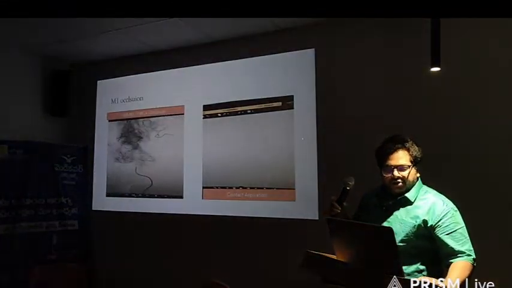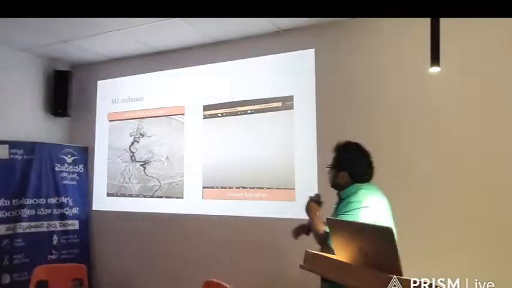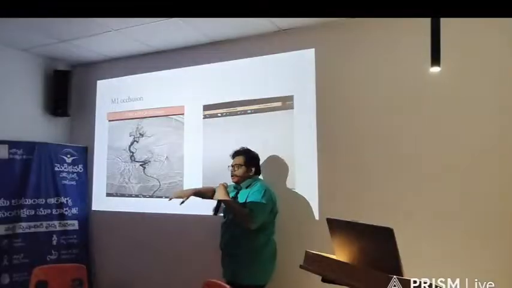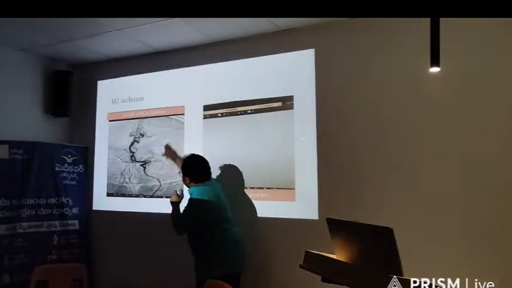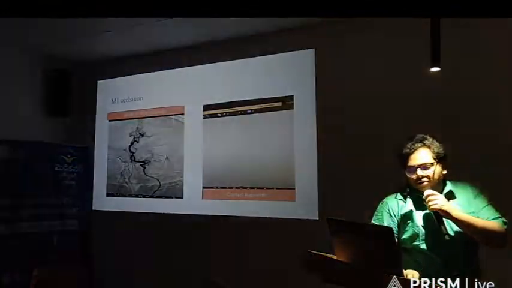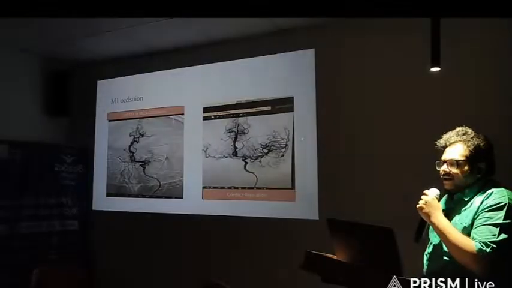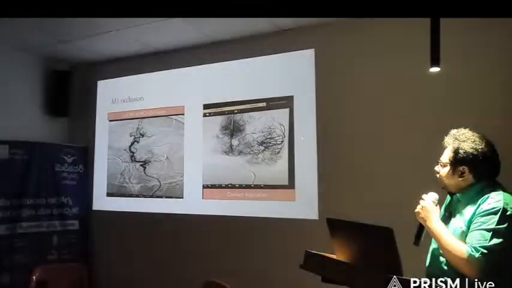So you can see the left M1 is totally blocked here. As I showed in the normal angiogram, beyond this M1 there is no visibility of the M1 superior division and inferior division. So we did only contact aspiration for this patient, and you can see the recanalization of the vessels.